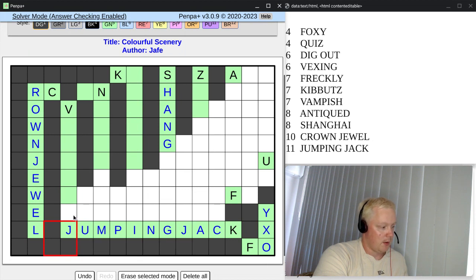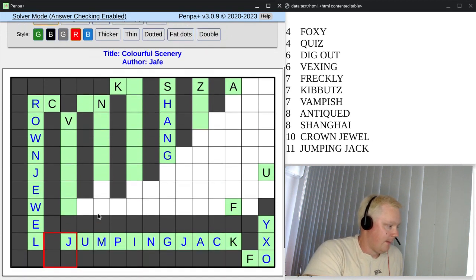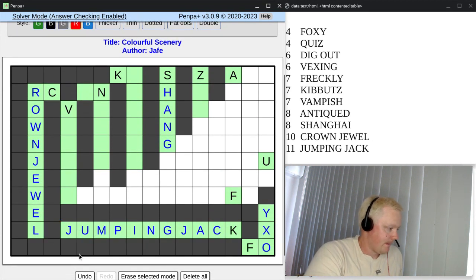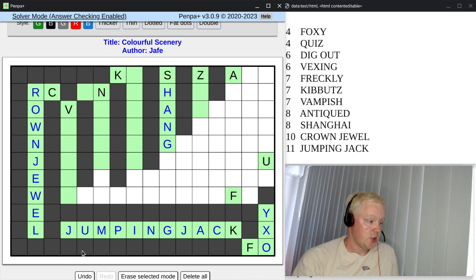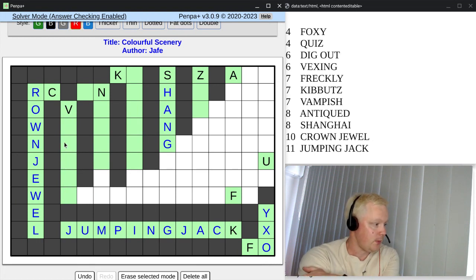That means that we can surround this with shaded cells. We can remove our box here, and jumping jack has been accounted for now. This still doesn't remove any options from this. This can be vexing or it can be vampish. Now, can this be antiqued? Antiqued would take these two, which would make this shaded, but this could still be 6 letters. This could be vexing.